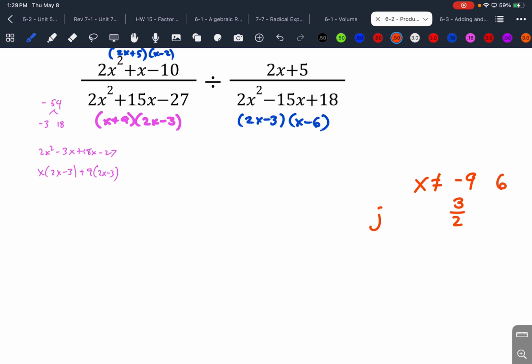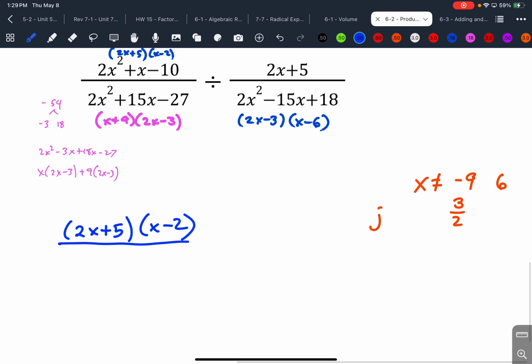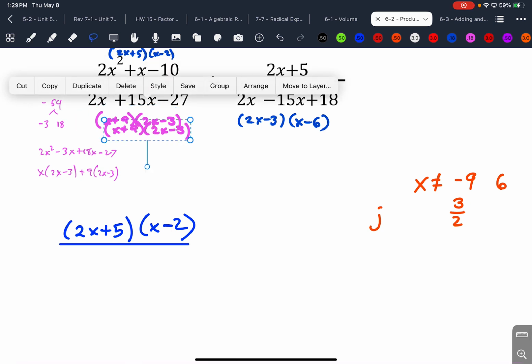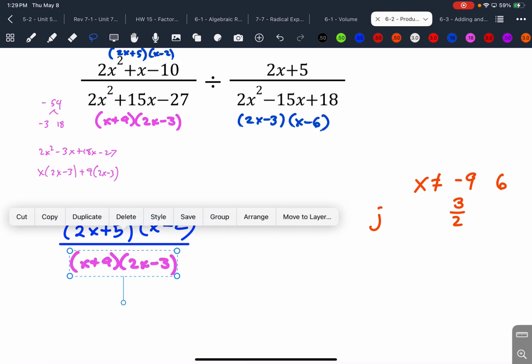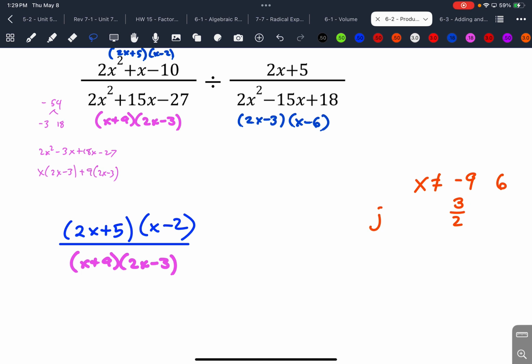But then what happens is we flip this, and we get 2x plus 5 times x minus 2 over... why am I doing this when I have the power to just copy it? And then we're going to change this to multiply, and we're going to flip this guy over here.